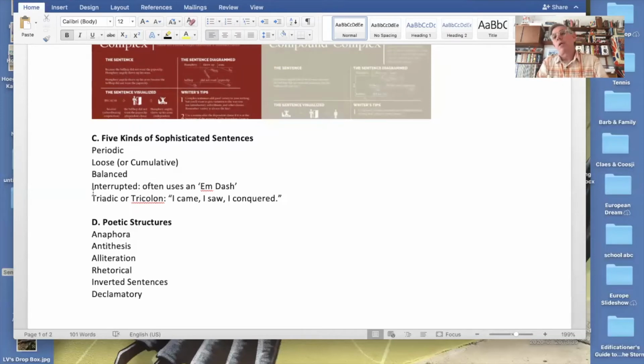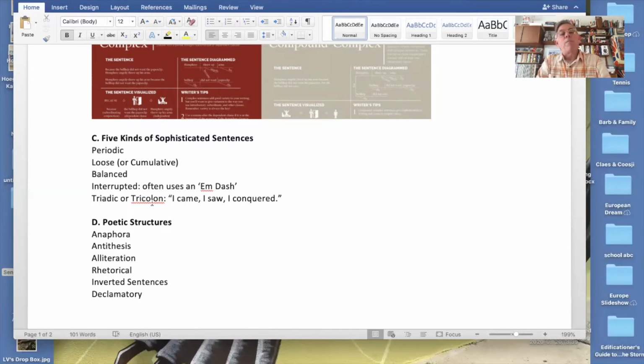Then there's also the interrupted sentence. You know that that's my favorite one. So you're going along and you have to just interrupt the sentence right there. And it can be set off with commas or parentheses or dashes.